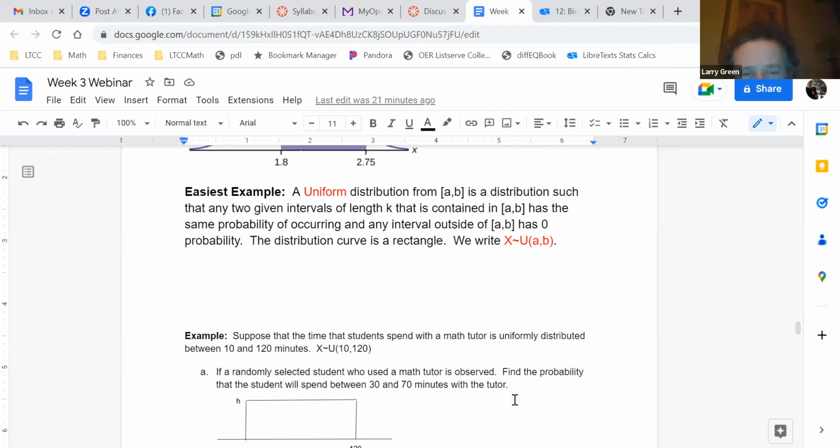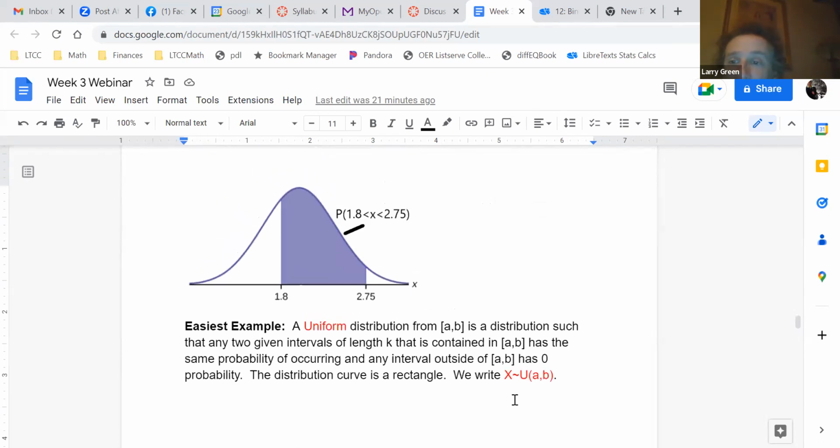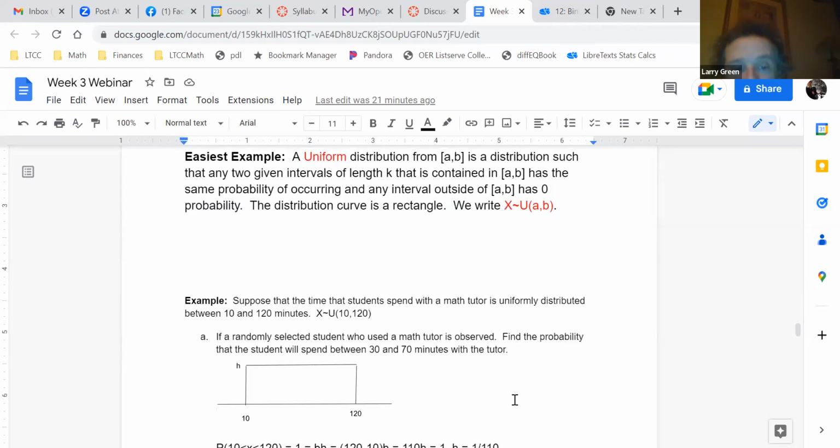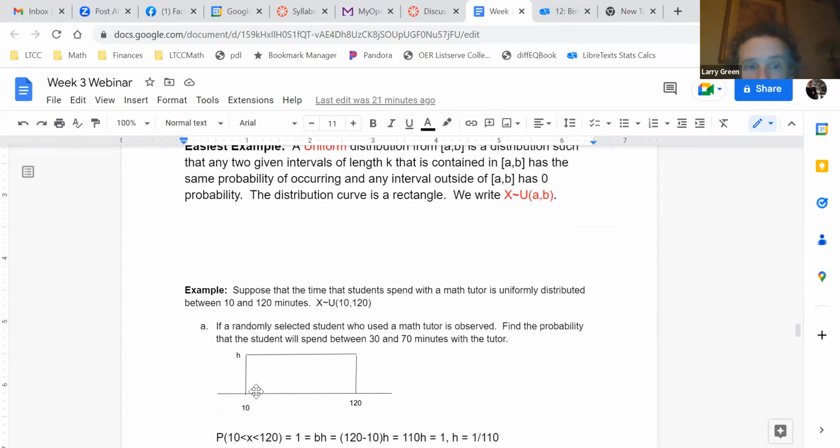Okay, so to do this, the very first thing we do is we draw a picture. Just like up here, we had a picture of the normal distribution. Now we're going to draw a uniform distribution. And here, a uniform distribution always is a rectangle. So it's an easy one to draw. The low was 10. The high was 120. Any questions on that? We don't know the height yet, but we will soon.